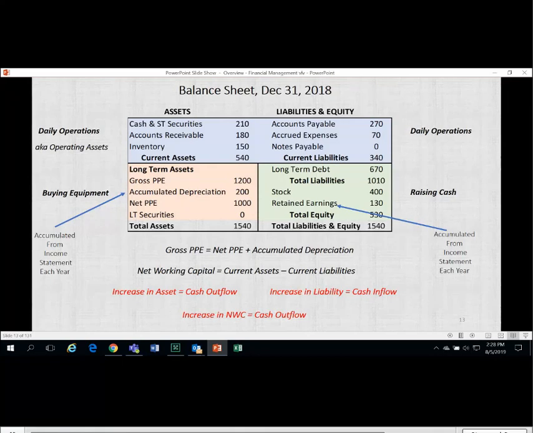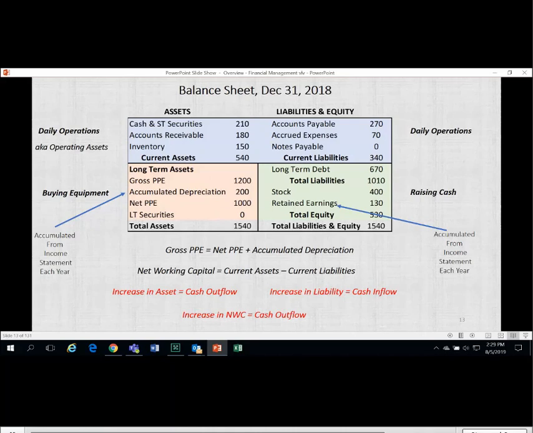Let's start off at the top, the blue coded area, where we have current assets and current liabilities. This represents the daily operations of the firm, that is, just producing and selling the product. For assets, we have cash, accounts receivable, and inventory. For current liabilities, accounts payable, accrued expenses, and notes payable. As you go through the course, though, under current assets, you'll find we're really focusing on accounts receivable and inventory. And on the liability side, we're really just looking at accounts payable and accrued expenses.